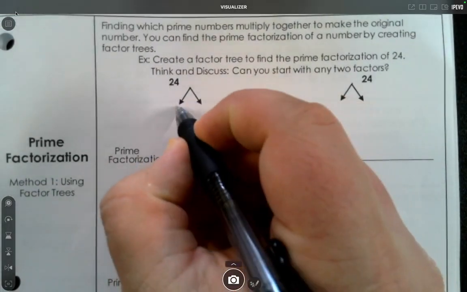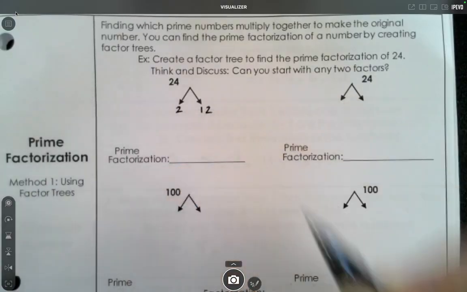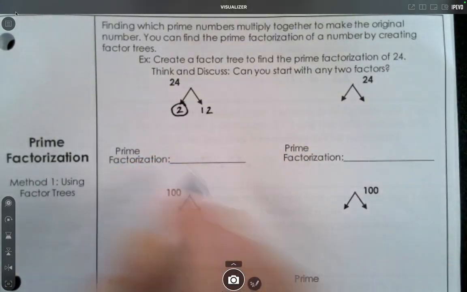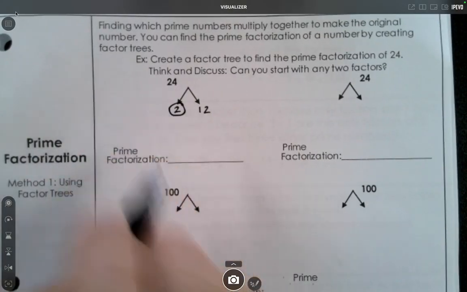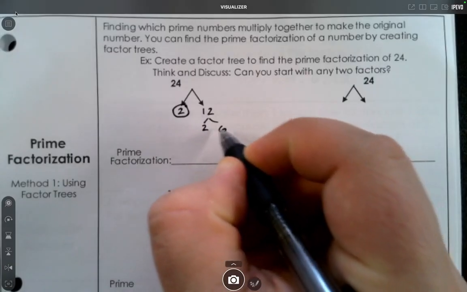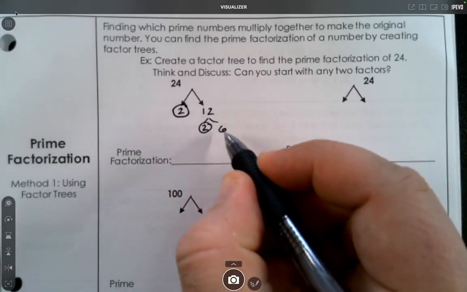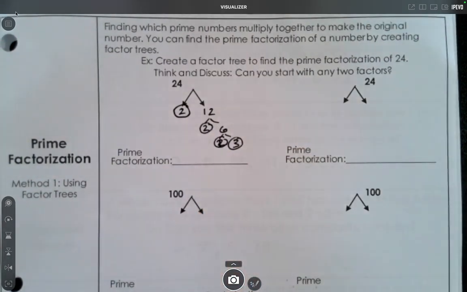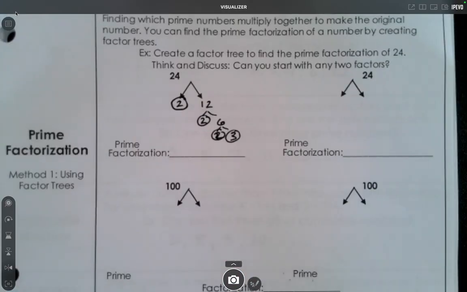Like I might start with 2. I know 2 times 12 is 24. But I can stop right there because that's already a prime number. So I don't need to go any farther on this side of the tree. But 12, I can say 2 times 6. Again, I've got a prime. But 6 can go farther. It's 2 times 3. But both those are prime, so I can quit there.